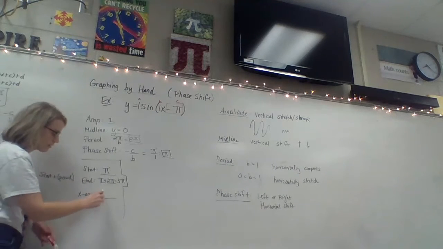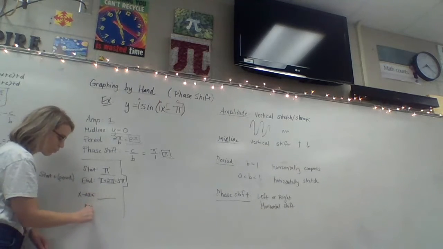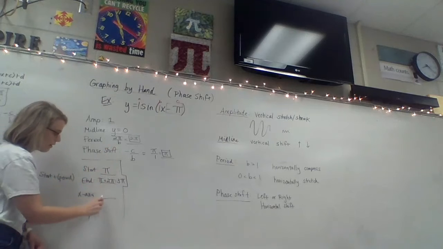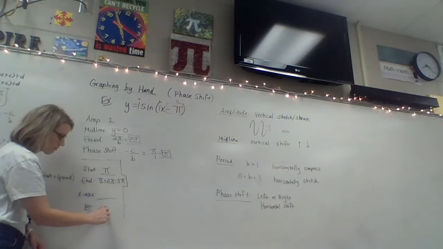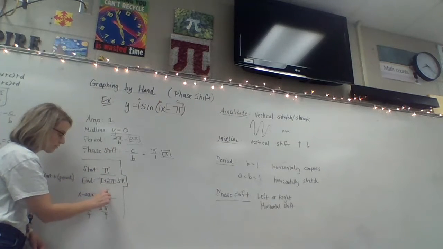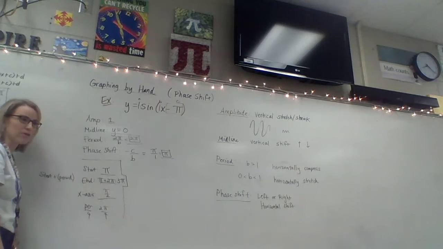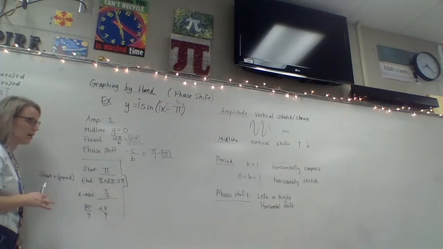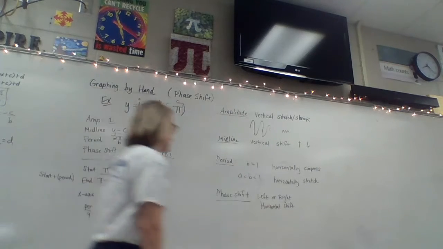How's the x-axis going to be incremented? How's it calibrated? We do the period divided by 4 still. So that's 2 pi divided by 4. Well, this is a very familiar division. It's only pi over 2. And that's what we're used to when we do the parent function. So that's not going to change. All right, talk to me about questions you've got so far.